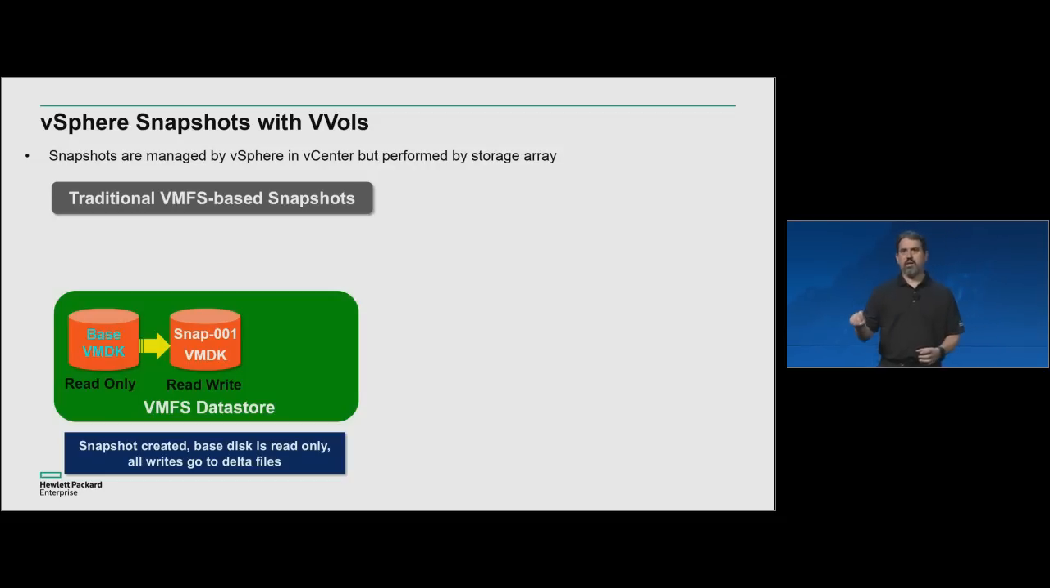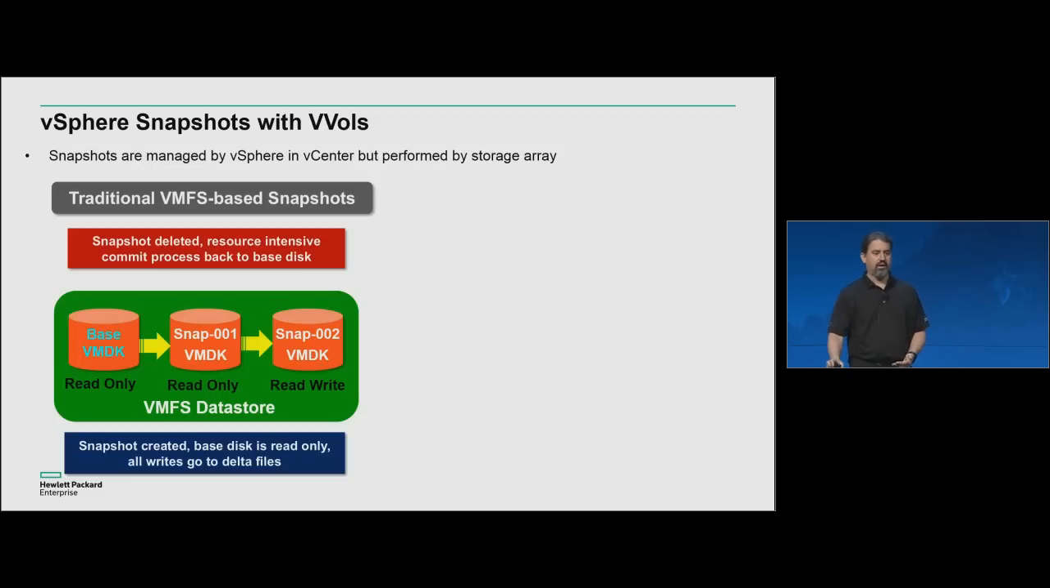The snapshot VMDKs get created, so all new data is written to the snapshot VMDK files. And then when I go and delete a snapshot, that's when the pain begins, because now I've got to roll all those back into my base disk, and if it's been out there for a long time and I have a big snapshot chain, that could take hours and hours to complete, and it's resource intensive as well.